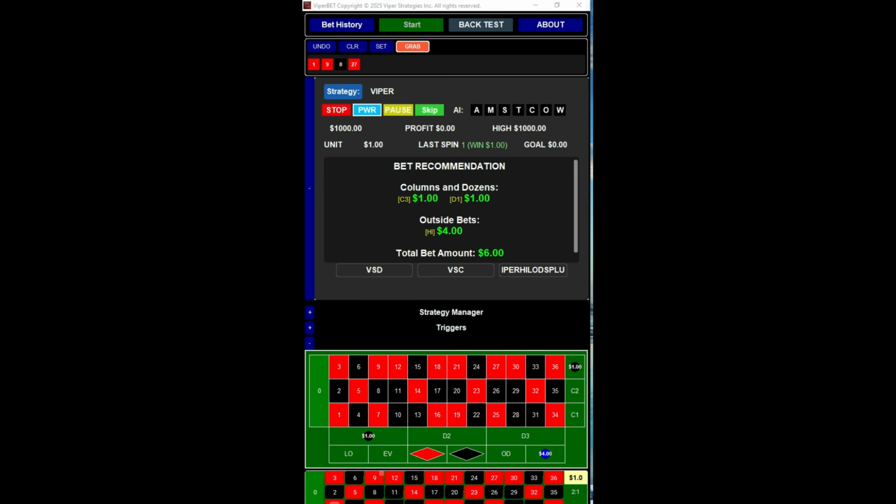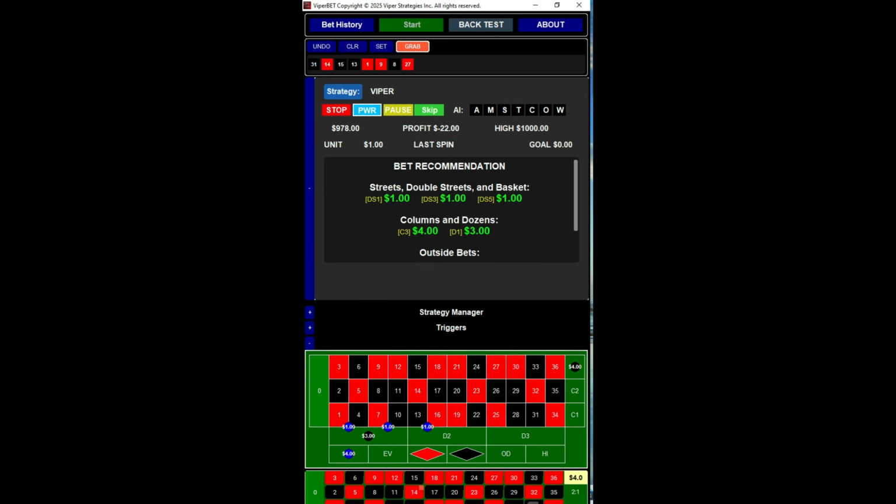So pausing it real quick, you could see we have a single dozen that's running. We have the single column that's running, and down here we got the high-low running. And they're all going on their own separate progressions. So let me go ahead and speed this up and unpause. So again, this is the fourth test. We are stacking all three. Is it going to make more money? We're about to find out. That's why we run these tests.